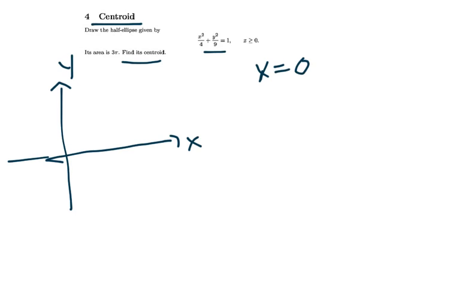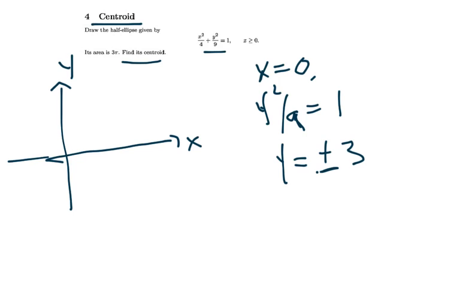So x equals 0 is going to be the y-intercept. I'm going to have y squared over 9 is equal to 1, where y is equal to plus and minus 3. That's going to be this point here. This point means y is equal to minus 3, y is equal to 3.